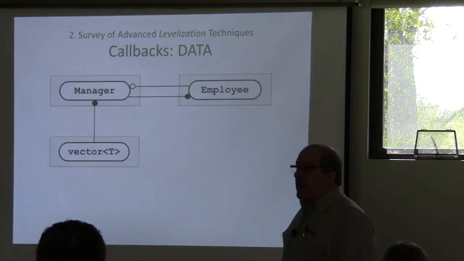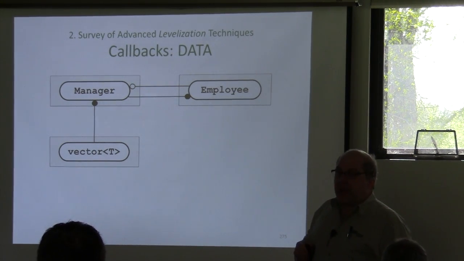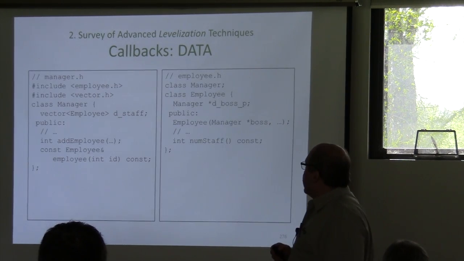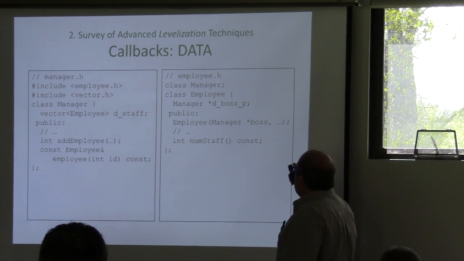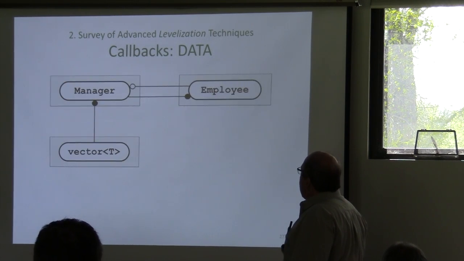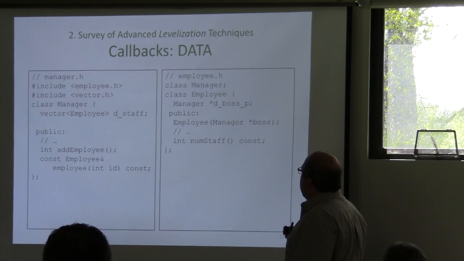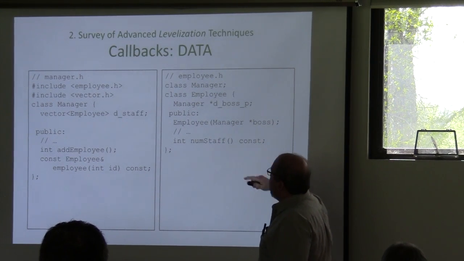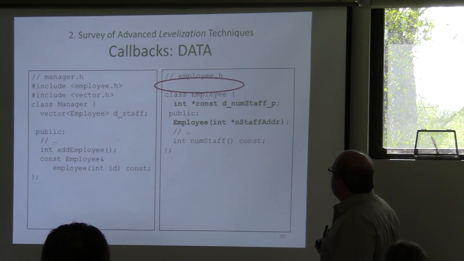So the first one is our manager employee vector example. And there's a kind of acute way where we can use a callback to break the cycle that isn't really a callback at all. Because when the manager here, the way we had this set up, we had the employee including the manager, and then we had this pointer here that would say, I'm going to talk to the manager, but we don't have to talk to the entire manager.